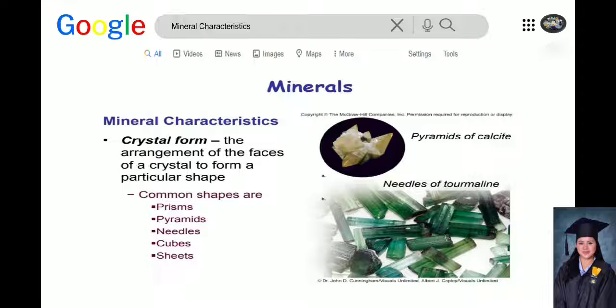Next slide. Crystal form: the arrangement of the faces of the crystal to form a particular shape. These are the common shapes: prisms, pyramids, needles, cubes, and sheets. As you can see on the slide, pyramids of calcite, and the needles of tourmaline. Transparency is a measure of how clearly an object can be seen through a crystal.